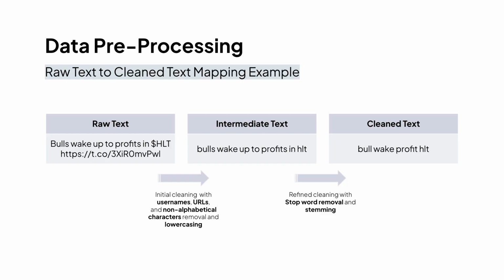Let's look at our cleaning process in practice. Our initial cleaning process removes the URL and the $ sign in the ticker symbol, as well as converting all text into lowercase. In the final cleaning phase, we refine our text further by removing common stop words like up, to, and in, and finally applying stemming.